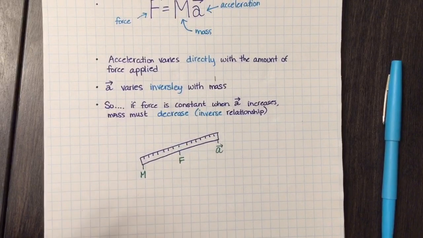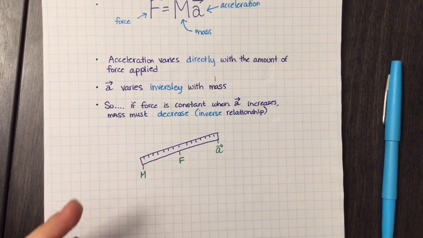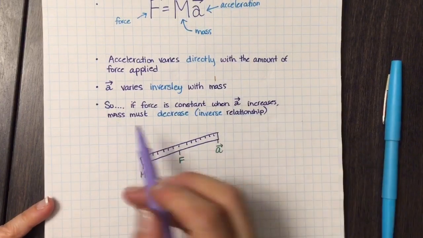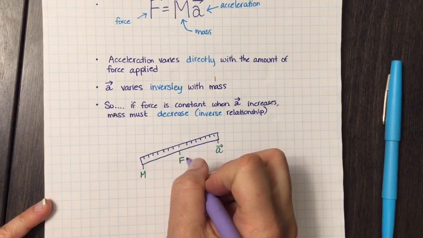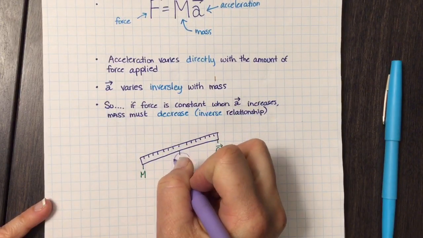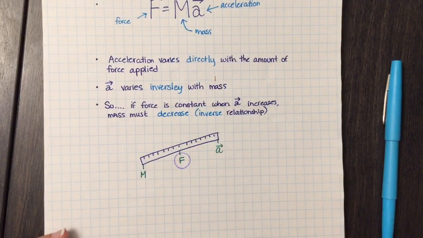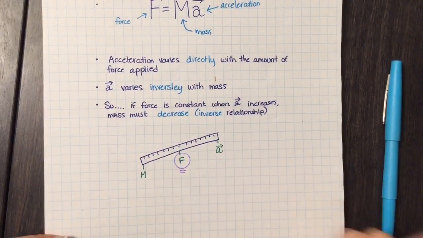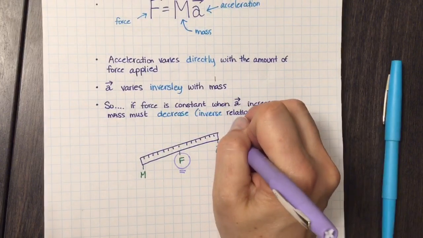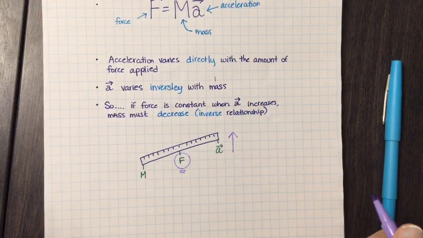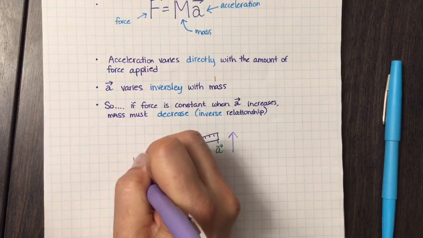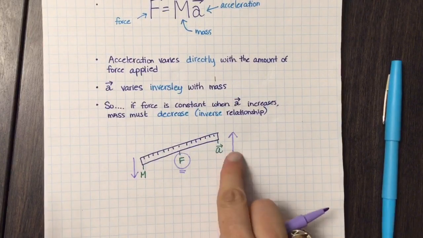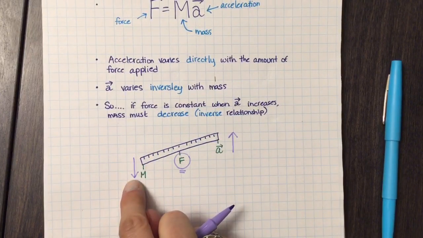Okay, so this law is more about conceptual understanding than it is worrying about numbers. Okay, so here we're saying if force is constant, so whatever variable we're going to keep constant, I'm just going to circle. Okay, so if force stays constant, when acceleration increases, mass must also decrease. Okay, so as one goes up, the other goes down.